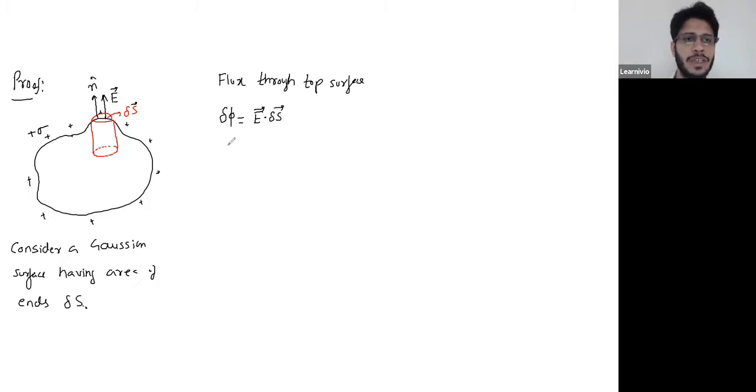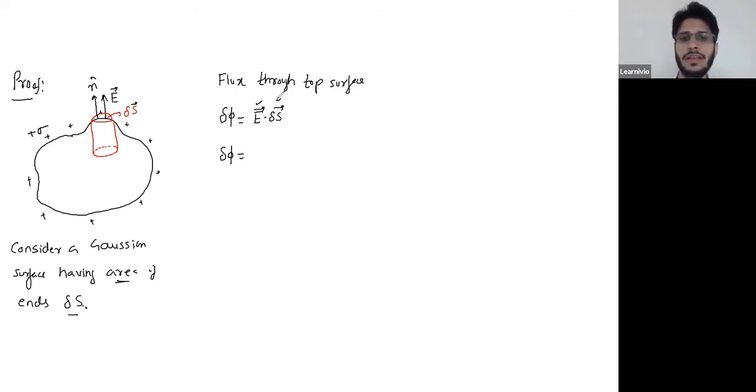Afroza, what is the angle between E and delta S here? S is area, Fatma. S is area. Delta S means small area. That's the area of it. So Afroza, what is the angle between E and delta S? Okay. Fatma, what is the angle between E and delta S? What is the value of angle between them?